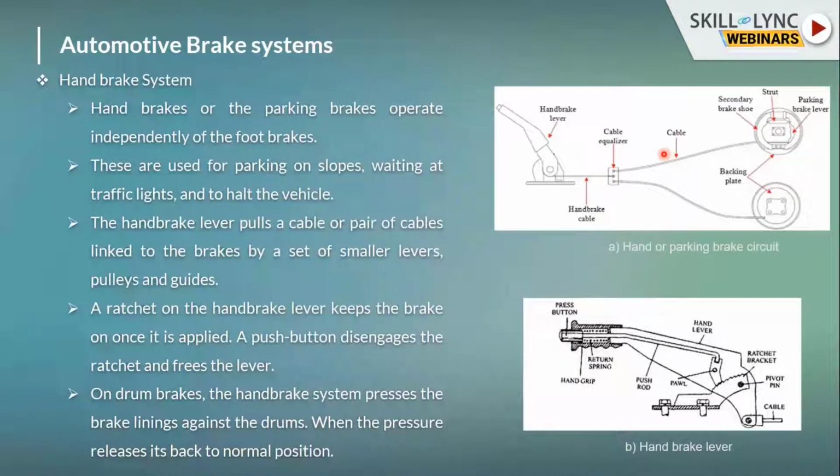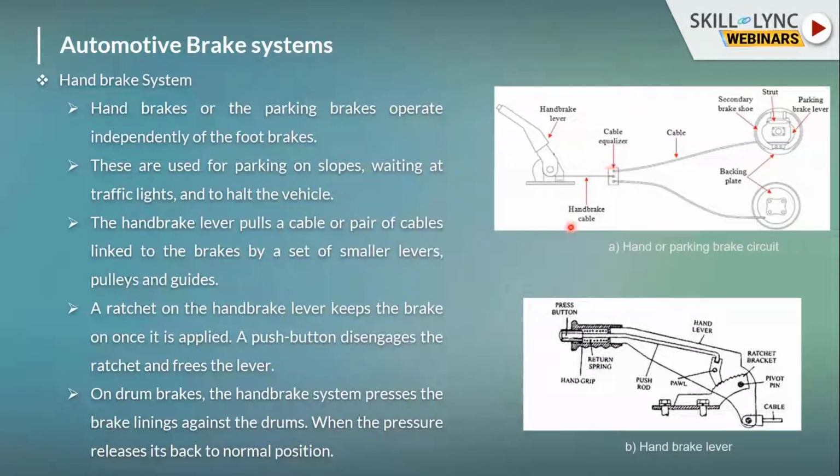And another one is the handbrake system. The handbrake system is equipped in all vehicles, because of emergency parking situations, to completely halt the vehicle, and also to park the vehicle on slopes and at traffic lights. This brake is completely independent from the foot brake system, which is why we call it a handbrake system. This is not the primary brake, but the secondary brake of the vehicle.